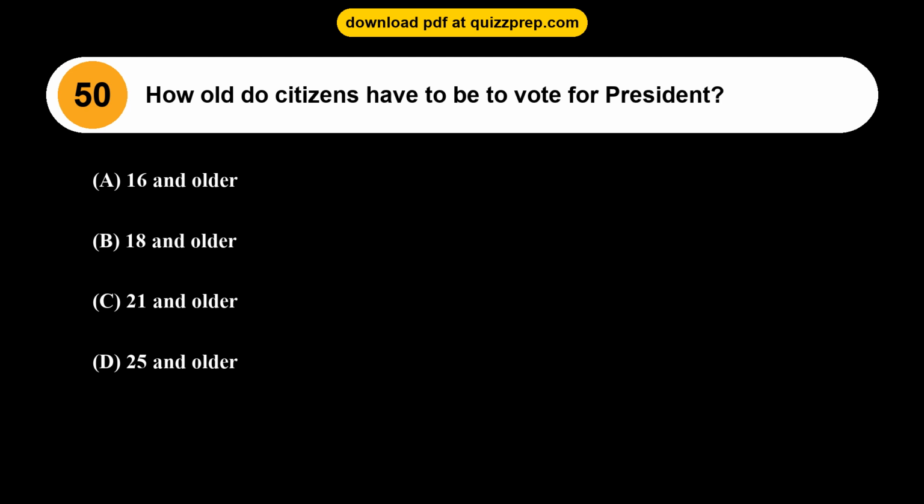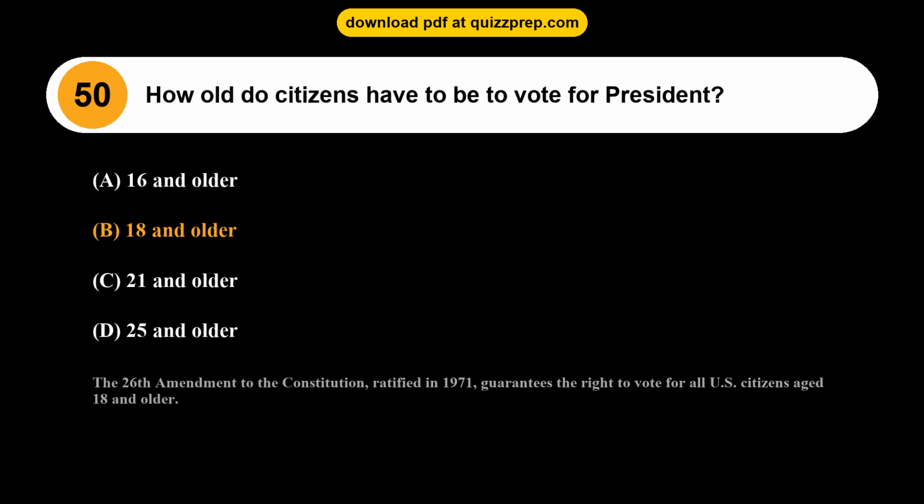21 and older. Option D. 25 and older. The correct answer is option B, 18 and older. The 26th Amendment to the Constitution, ratified in 1971, guarantees the right to vote for all U.S. citizens aged 18 and older. Master these at quizcprep.com.